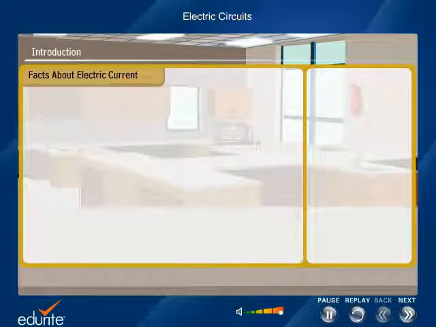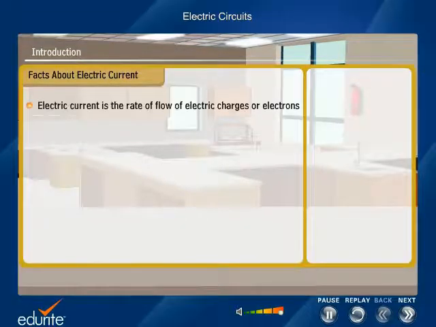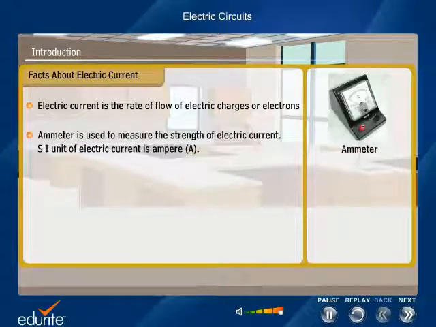Facts about electric current. Electric current is the rate of flow of electric charges or electrons. Ammeter is used to measure the strength of electric current. SI unit of electric current is ampere, A.